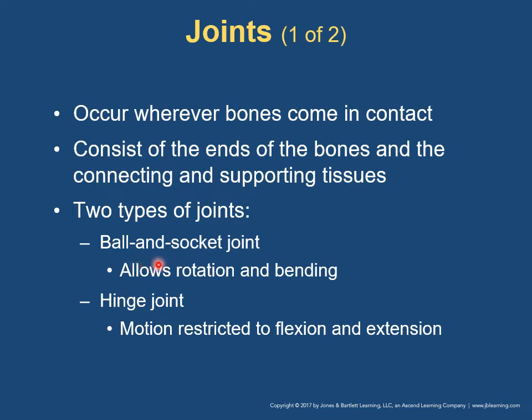You have a ball and socket joint, which allows rotation and bending. That's going to be like your shoulders and your hip. Then we have a hinge joint, just like a hinge on a door. The motion is restricted to flexion and extension, and these are going to be like your fingers, elbows, and the largest joint in the body, your knees.